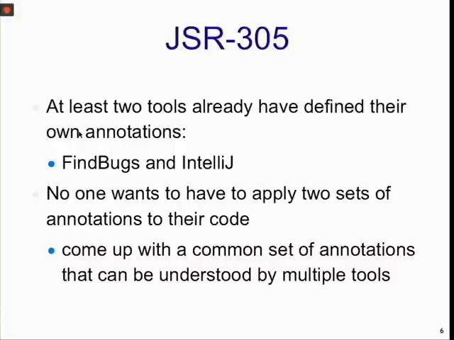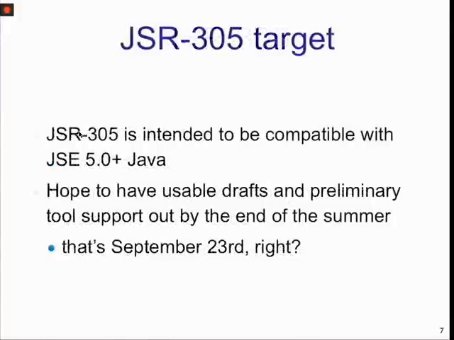So one of the things that was very clear is that if we wanted to have a non-null annotation, we couldn't have each tool vendor having their own. We had to come at least to an agreement on a common name, common package name, and what its semantics are. And I'm actually pushing 305 to include a little bit more than just coming to an agreement on standard names.